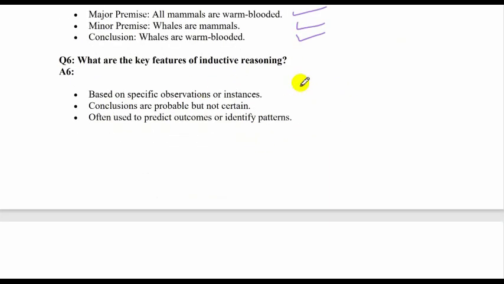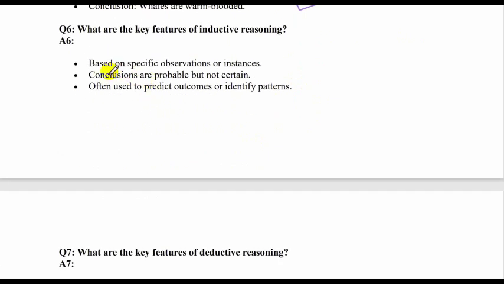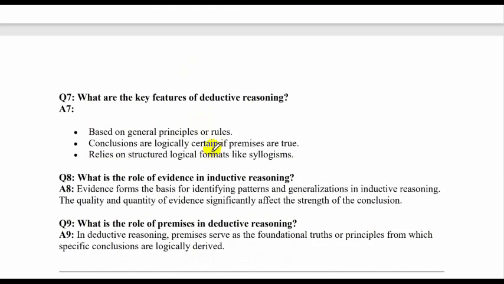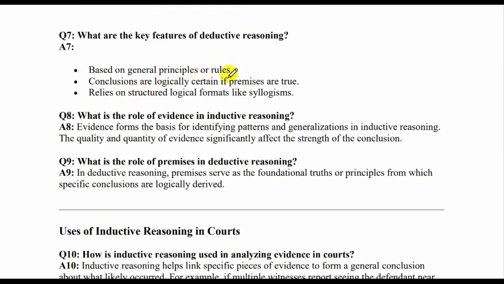What are the key features of inductive reasoning? Inductive reasoning is based on specific observations or instances. Conclusions are probable but not certain. It is often used to predict outcomes or identify patterns. It is used in the investigation phase and during the trial. What are the key features of deductive reasoning? Based on general principles or rules, conclusions are logically certain. If premises are true, very important, if premises are true, then conclusions are also true or logically certain. It relies on structured logical formats like syllogisms.